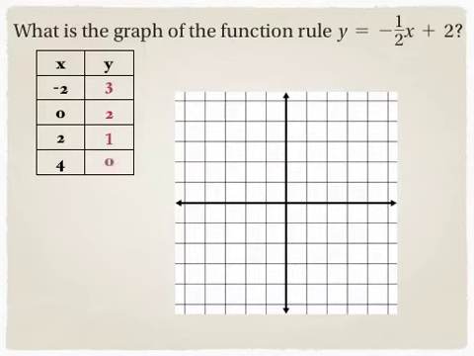Now that I have my corresponding x and y values, my ordered pairs, I have one ordered pair at (-2, 3), another at (0, 2), another at (2, 1), and then one at (4, 0). Notice my dots are representing the ordered pairs, and then I've connected them with a straight line. So this would be an example of a linear function.